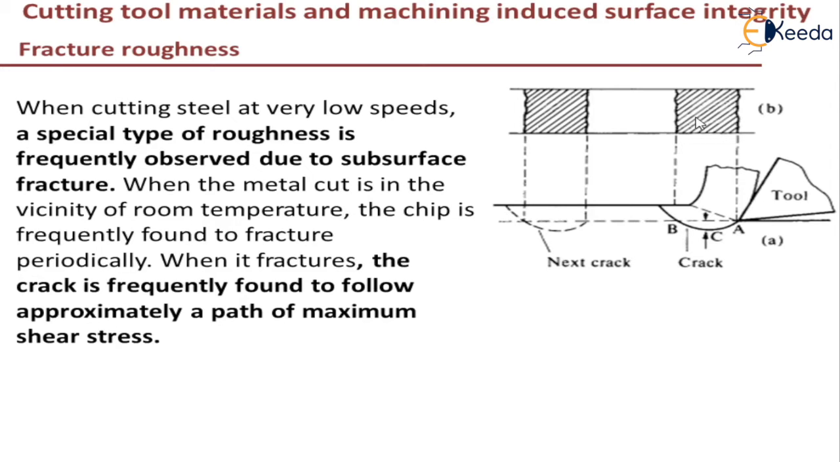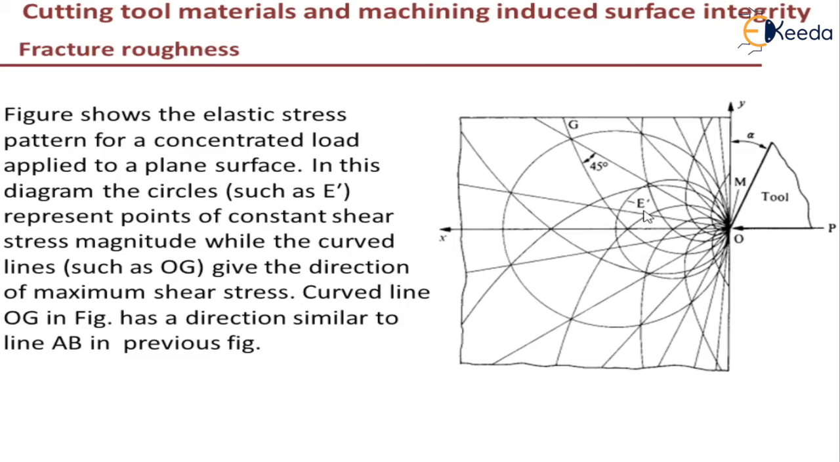When the chip fractures, the crack frequently follows the approximate path of maximum shear stress. You can observe the line AB. This is where the subsurface crack is formed, and you can compare this with this figure.